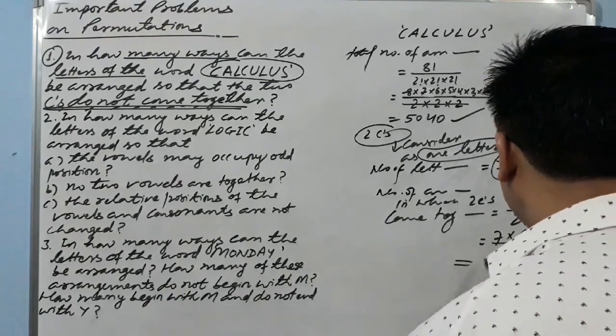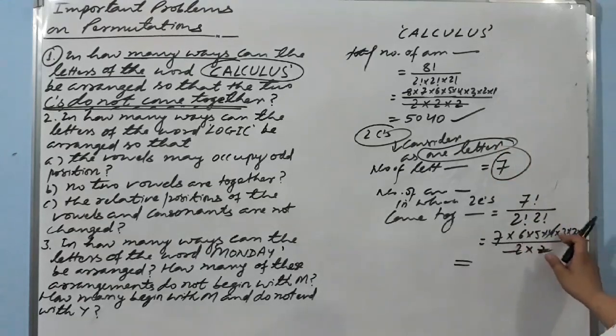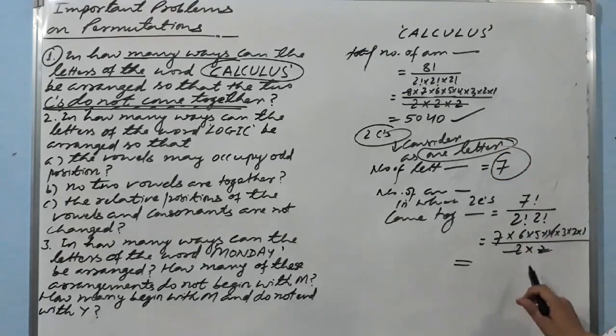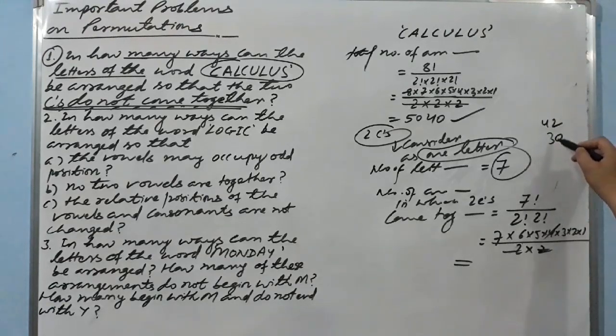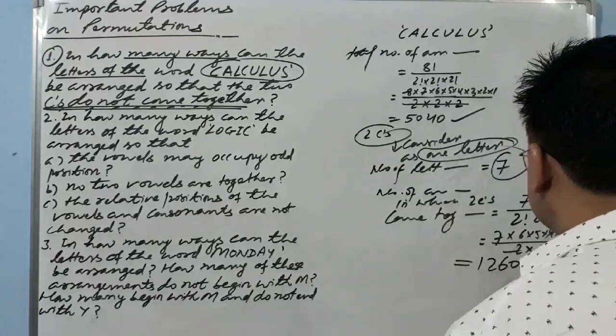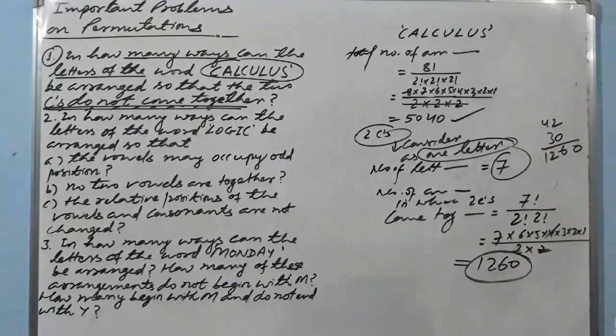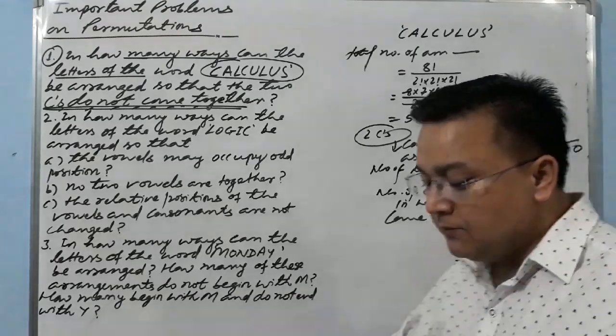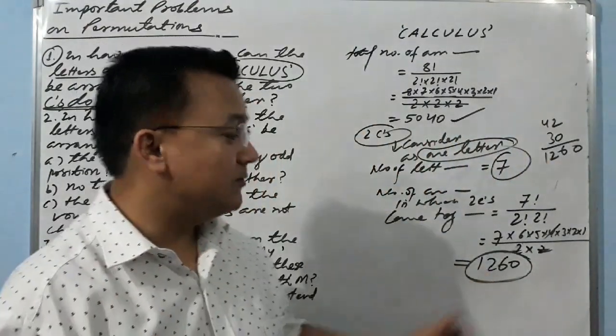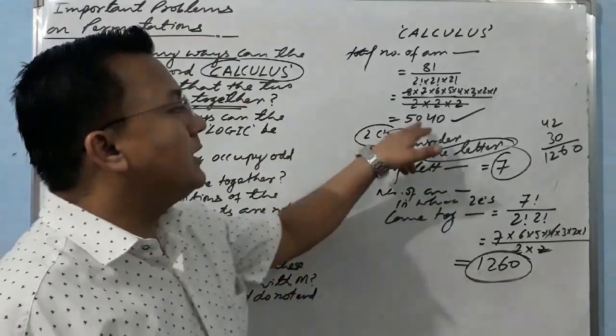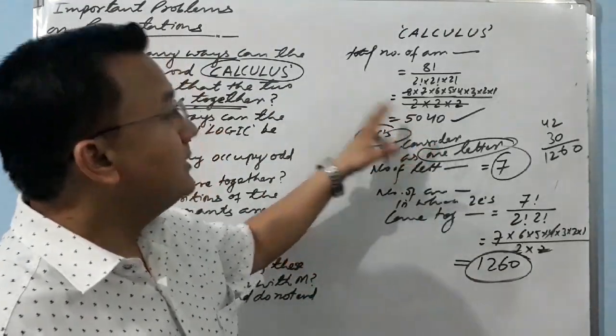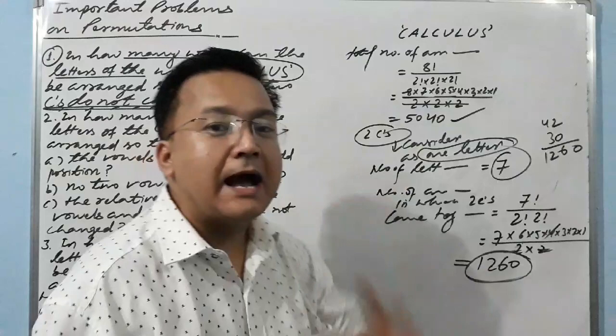And you will have 3 2s are 6, 6 5s are 30, and 7 6s are 42, and 3 2s are 6, 4 3s are 12, and we will get 1260. How many arrangements can we get in which two C's come together? 1260. This is our total number of arrangements of the letters in the word calculus.